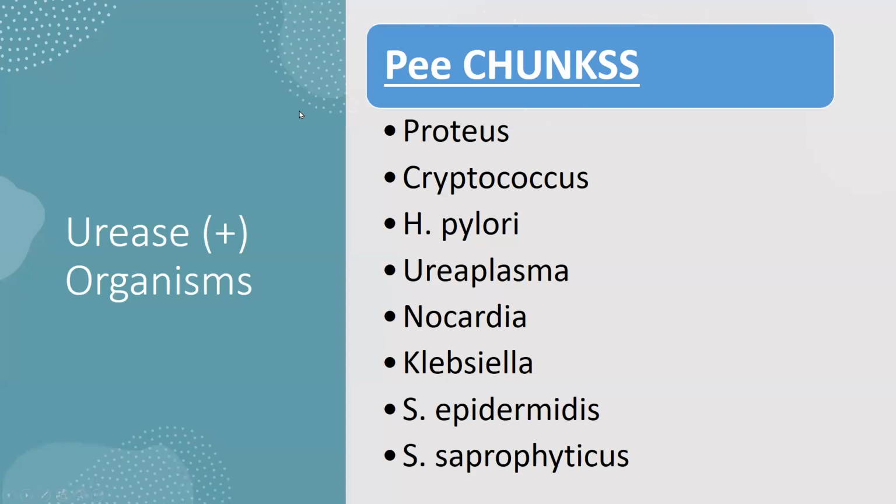One other component that's unique to some organisms is organisms that can produce urease. Urease can be helpful in keeping certain bacteria alive and living. These are your urease positive organisms, P chunks, because a lot of them are affecting or involved in the GU tract, right? Because that's where we're dealing with urea. That's where the urea cycle takes place. So your Proteus species, your Streptococcus, H. pylori, Ureaplasma, Nocardia, Klebsiella, and then your staph epidermidis and your staph saprophyticus, or strep epidermidis and staph saprophyticus. So these two at the end. This would be your P chunks for urease positive organisms.